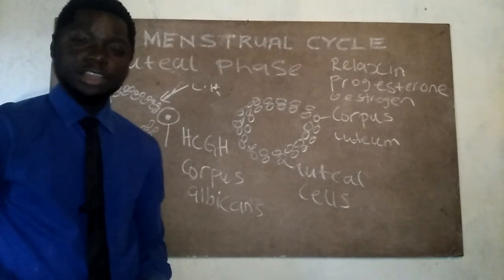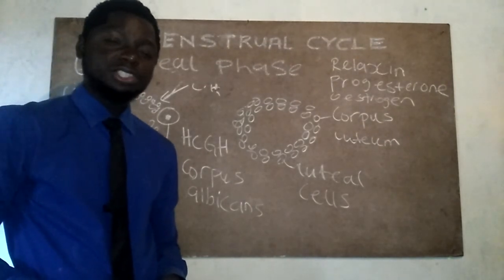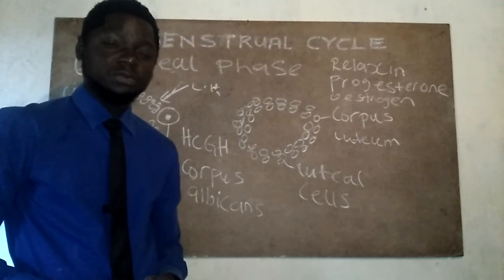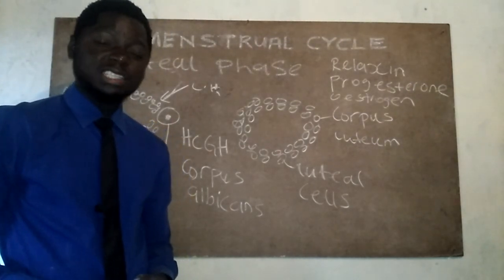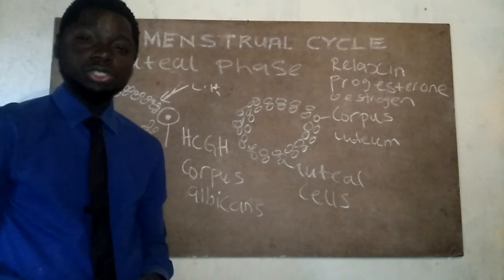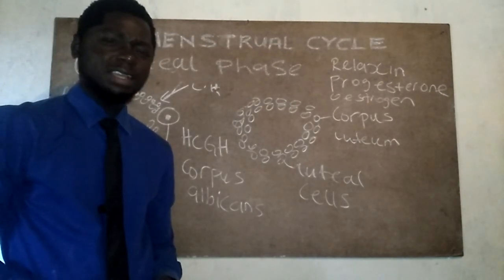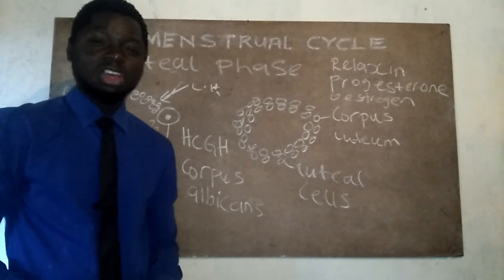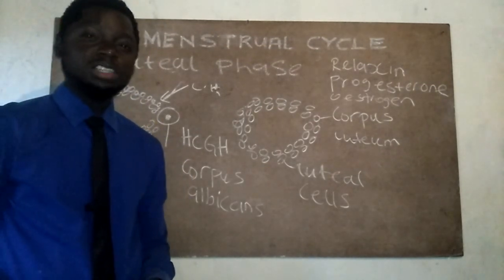That's what happens, and if it's not fertilized, then that simply means we are going to have the onset of the next menstrual period. That's basically what is going on during this process of menstruation. It is important for us to understand this so that we can minimize unwanted conception.